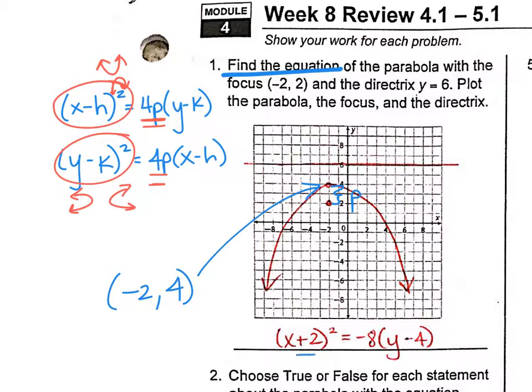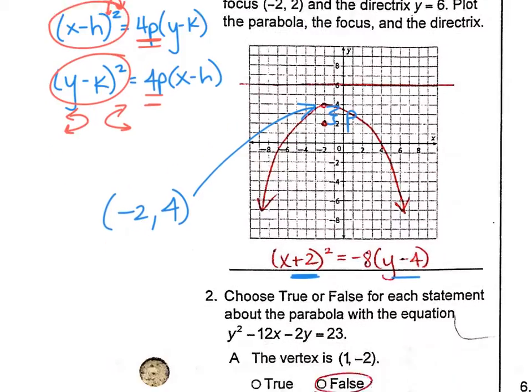And you can see in my equation I've used opposite values down here. And then my p-value is 2. And if you look back at the equation, my expression is supposed to be 4 times p. So if I do 4 times 2, I'm going to get 8. And the reason that's negative is because it's opening down. The only other thing you want to note is this is x squared. So remember, because it's opening up or down, that's going to be an x squared equation. So that's what I've got for number 1. Let's move on to number 2.